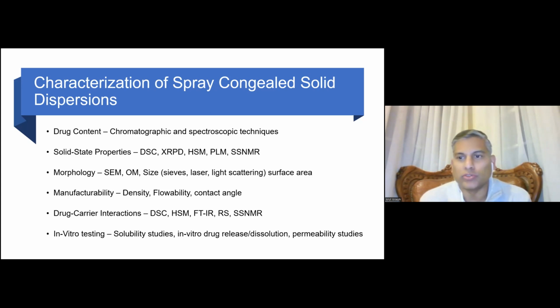And also for morphology, you can do the surface area. For manufacturability, we do the density, flowability, contact angle. For drug carrier interactions, DSC again, HSM, FTIR, solid state NMR, right? And for in vitro testing, obviously, we use solubility studies, in vitro drug release, dissolution studies, and permeability studies. So these are the typical characterization techniques that are used for spray congealed solid dispersions.